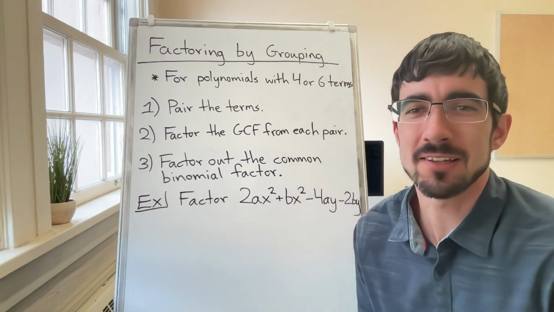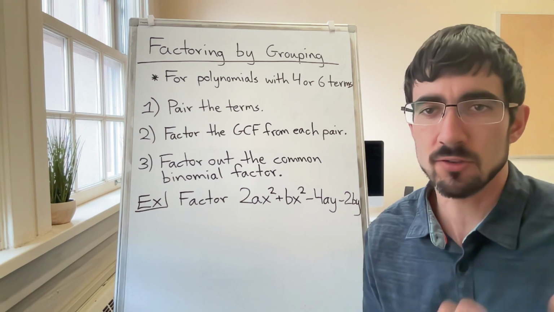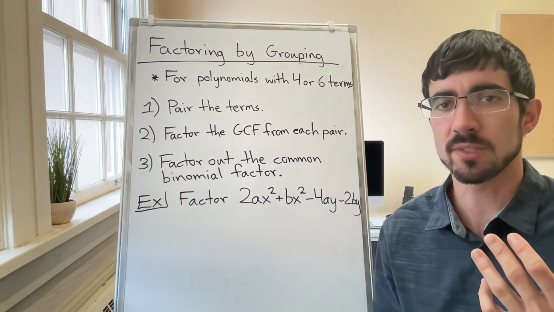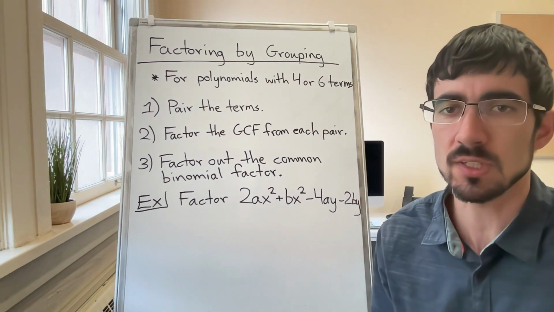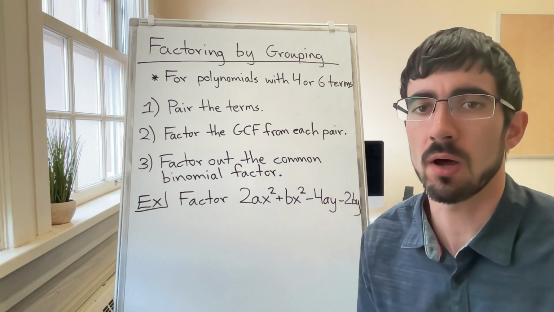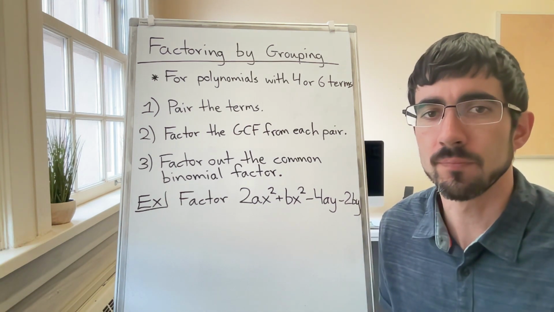In this video, we'll look at some examples of factoring by grouping. This is a factoring strategy that may apply to polynomials that have an even number of terms, say 4 terms or 6 terms. It doesn't mean that factoring by grouping can always be used for those polynomials, but in some specific instances it is helpful.